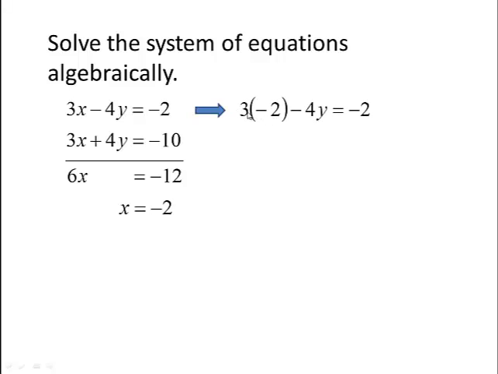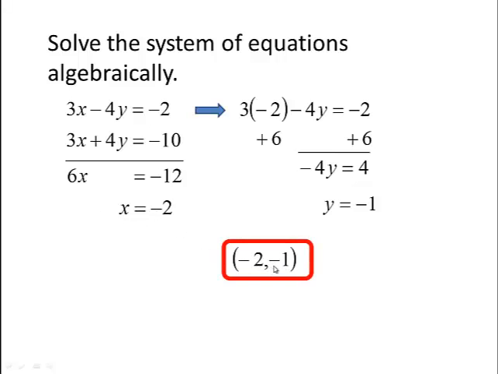Putting the -2 back into the top equation, I get 3 times -2. Add 6 to both sides, cancel out this -6 right here, and I get -4y is equal to +4, so y is equal to -1. So the answer is -2, -1.